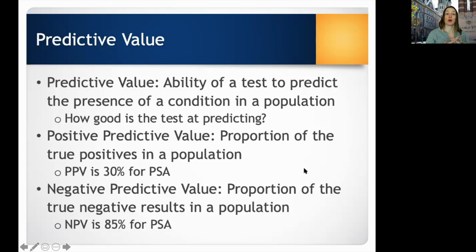But the negative predictive value is the proportion of true negative results in the population. So the people who come back negative truly do not have the disease. That's the negative predictive value. The negative predictive value of a PSA is 85%, which is better.